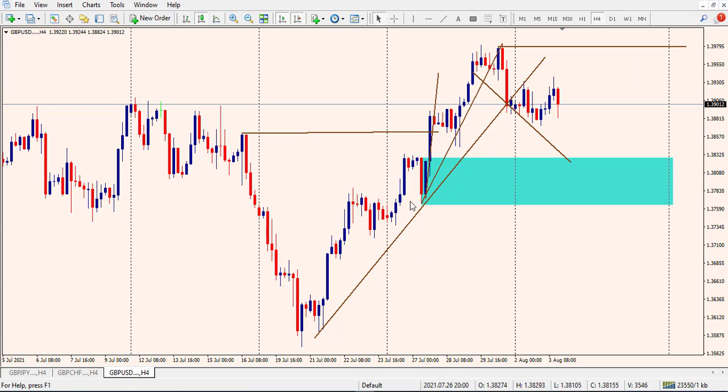Then after that, you have identified your range. What are you going to do? You are going to drag your fib too. So Fibonacci, you're going to drag it, and you're going to be only considering one level, and that level is the 0.79.